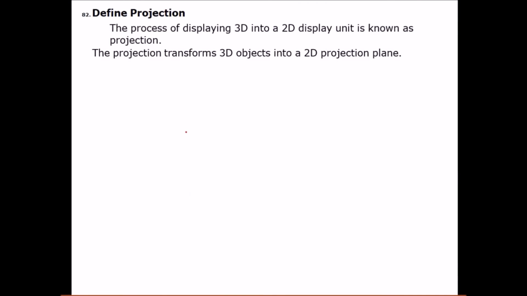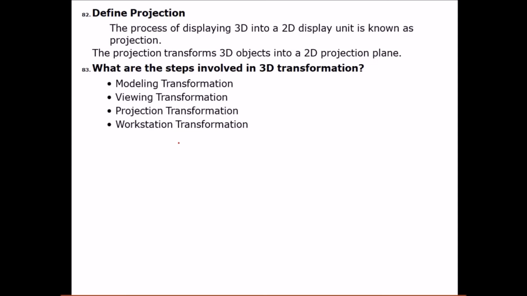Define projection. The process of displaying 3D into 2D display is known as projection, and the projection transforms 3D objects into the 2D projection plane. What are the steps involved in 3D transformation? First, we model the transformation, we view the transformation, project the transformation, and then workstation transformation.